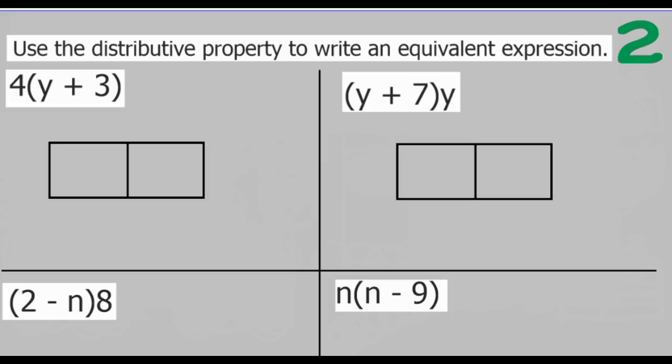Okay, moving on, we can use the distributive property to write an equivalent expression by using our boxes. So we have 4 and y plus 3. 4 times y is 4y. 4 times 3 is 12. So our equivalent expression looks like 4y plus, we put plus because the 12 is positive, 12. 4y plus 12.